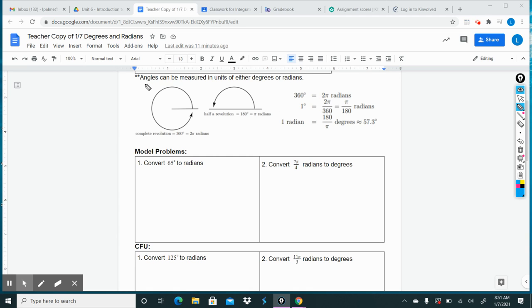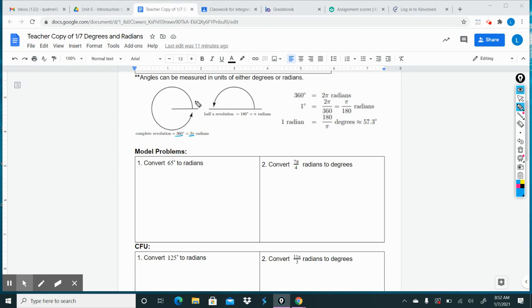Okay, today we are talking about degrees and radians. Angles can be measured in units of either degrees or radians, and we know that. We have our circle, our unit circle. We know that a unit circle has a complete revolution of 360 degrees. Now, this is equal to 2 pi radians.